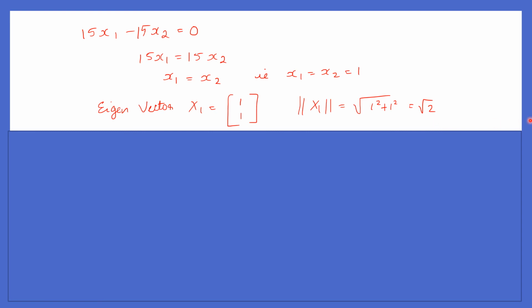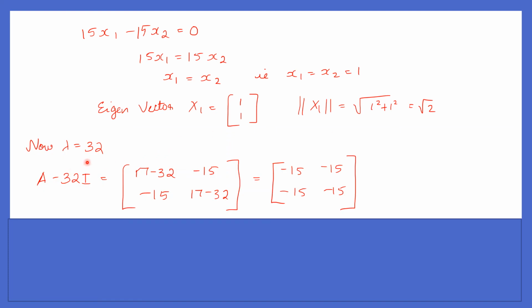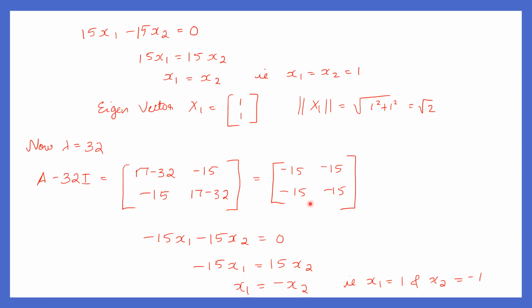Now we have to consider the next eigenvalue, lambda equal to 32. Now we have to find out A minus 32I. So the transformation should be applied on the diagonal elements: 17 minus 32, minus 15, minus 15, 17 minus 32. So we obtain a matrix like this: minus 15 minus 15, minus 15 minus 15. Now we have to write down the corresponding matrix form, and we obtain a particular equation like this: minus 15x1 minus 15x2 is equal to 0. So minus 15x1 can be written as equal to 15x2.